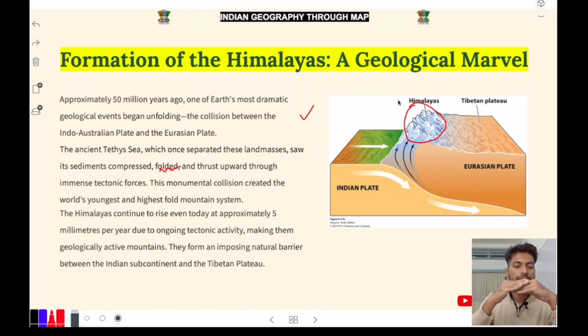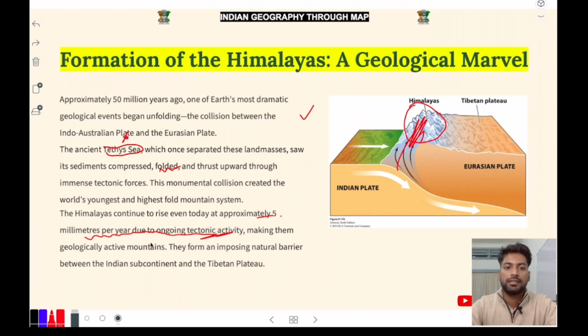You would be surprised to know that the Himalaya is still growing like this, because whenever the plate movements go on, the Himalaya goes up a little every year. Approximately 5 millimeter per year, due to the ongoing tectonic activity, Himalaya is still growing. And this place used to be the Tethys Sea. So remember these 3 points: Tethys Sea, fold mountain, and still growing.